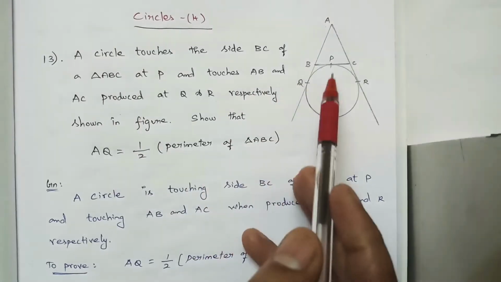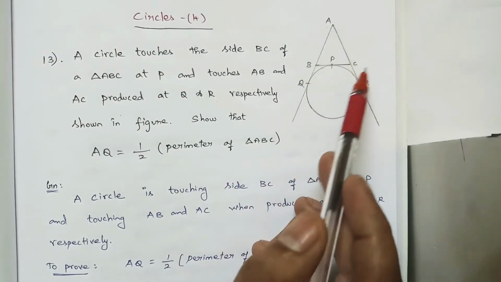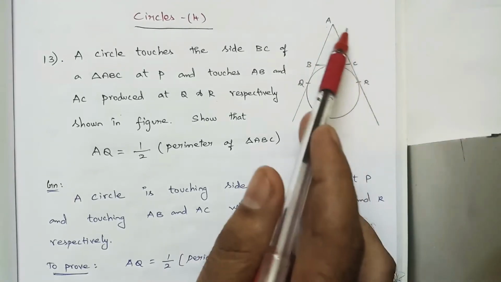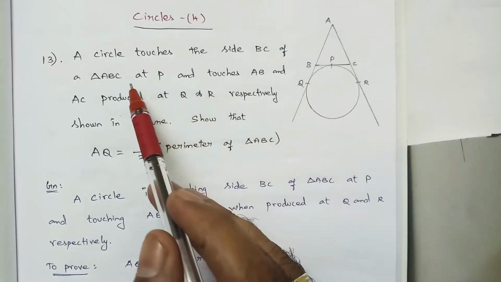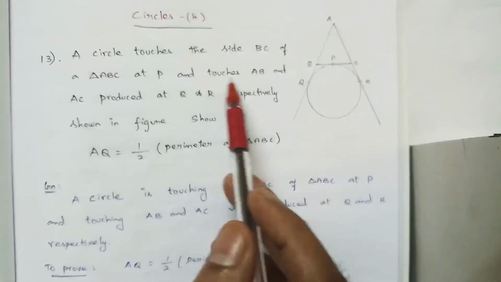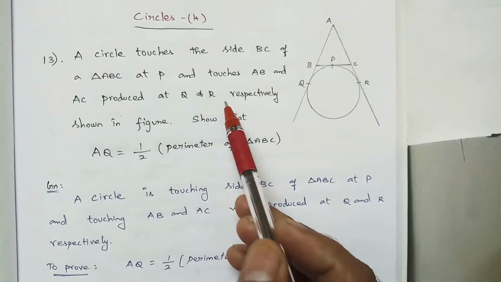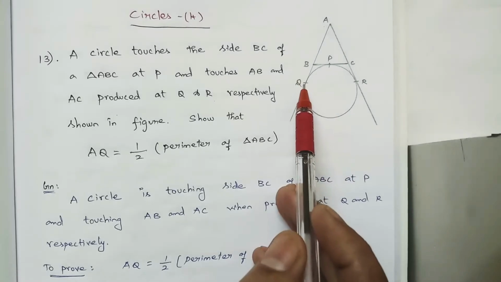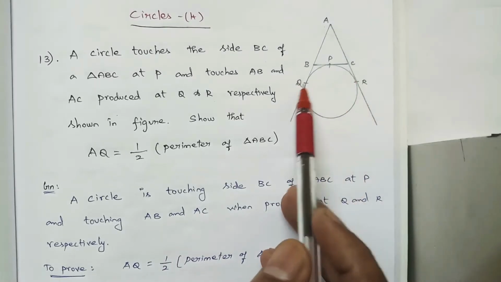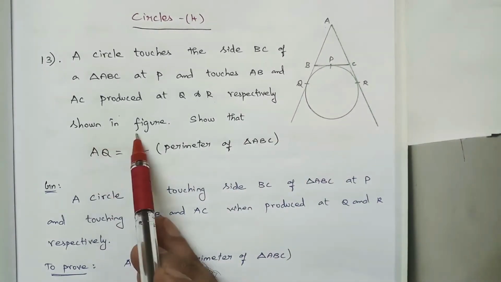A circle touches the side BC of triangle ABC. Side BC touches the circle at P and touches AB and AC produced at Q and R respectively. So AB and AC produced at Q and R, the points Q and R touch the circle as shown in the figure.